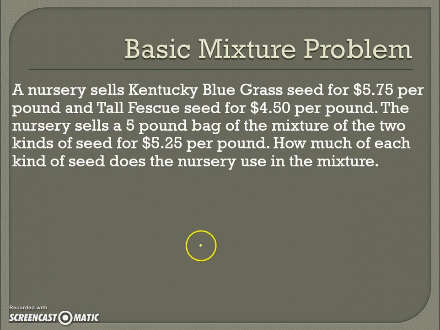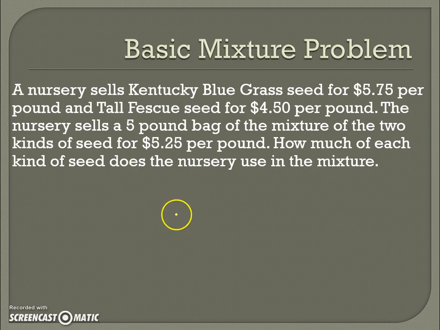Beavers do. All right, mixture problem says a nursery sells Kentucky bluegrass seed for $5.75 per pound and tall fescue seed for $4.50 per pound. The nursery sells a 5-pound bag of mixture of the two kinds of seed for $5.25 per pound. How much of each kind of seed does the nursery use in the mixture? So you're probably looking at this and thinking, what the heck did I just read?